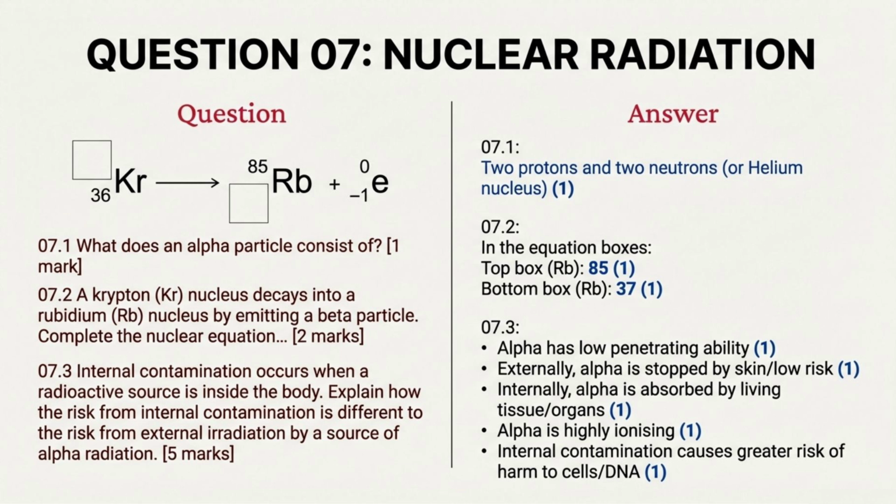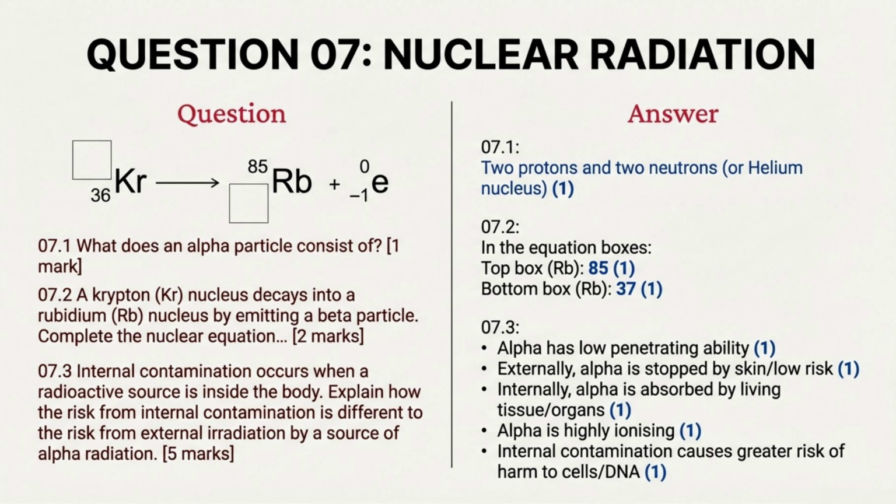Got it. 07.3 asks us to explain why the risk from internal contamination is different from the risk from external irradiation, for alpha radiation. 5 marks. Chunky one. First, address the external risk. Alpha radiation has very low penetrating ability. It is completely stopped by skin. So externally, it poses a low risk.